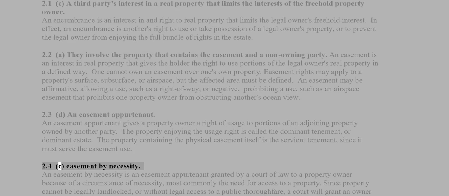2.4 C. Easement by necessity. An easement by necessity is an easement appurtenant granted by a court of law to a property owner because of a circumstance of necessity, most commonly the need for access to a property. Since property cannot be legally landlocked, or without legal access to a public thoroughfare, a court will grant an owner of a landlocked property an easement by necessity over an adjoining property that has access to a thoroughfare.